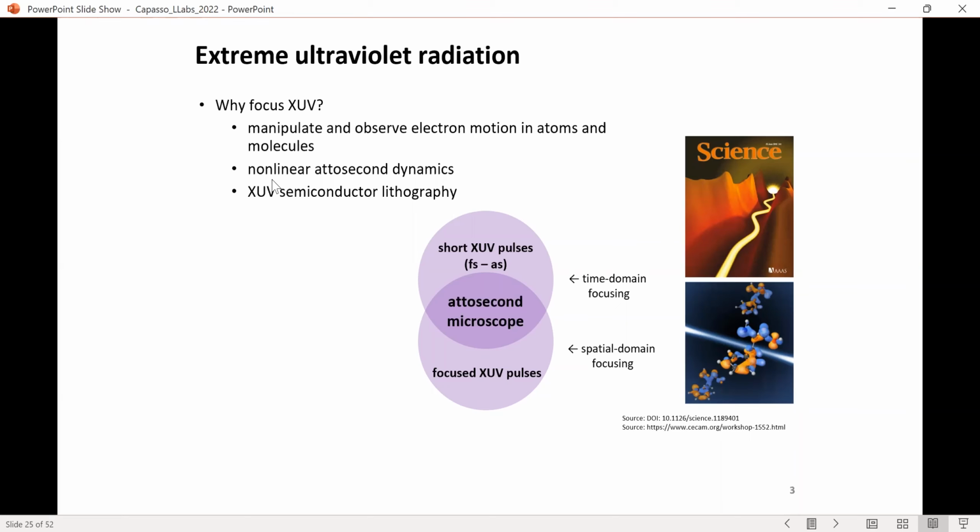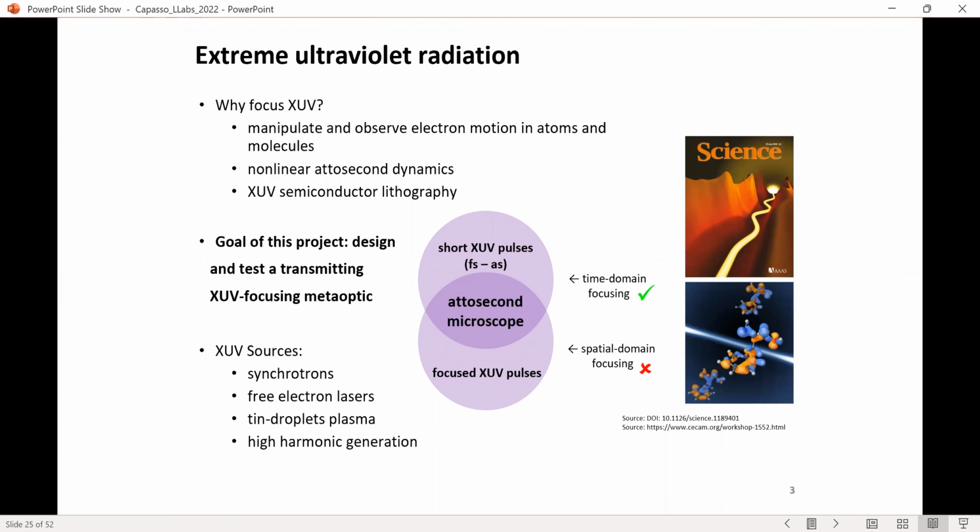But there is looming also the XUV technology. You know, there is a company, ASML, that makes this. In fact, they are commercially available. So our goal eventually, if we can make these lenses large enough, we also think about how they could be useful for XUV application, for technology, basically.